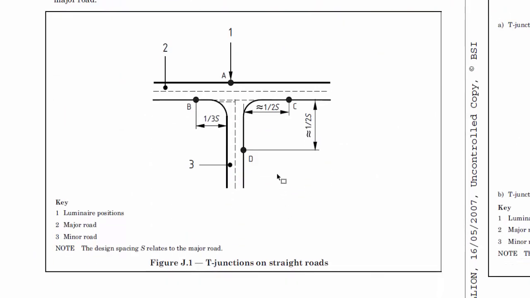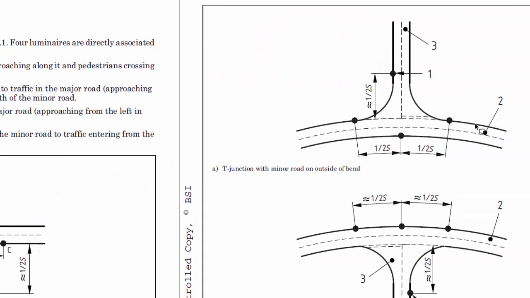So here at the T-junction, you can see those dots. Those are the locations of the fittings or the poles. And this one is the most critical one, the number one, because it should not create glare on the driver's view when they reach this junction area. So this luminaire should be tilted properly so it will not create glare.